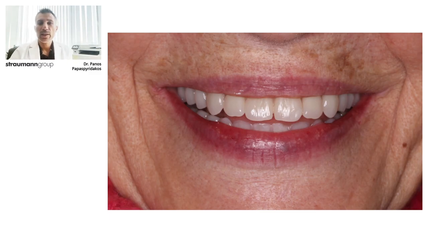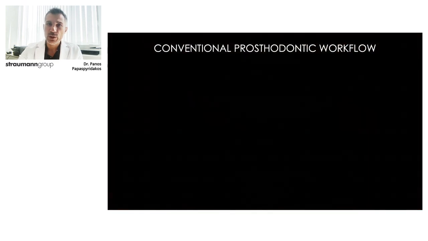You see here the full arch provisional prosthesis, maxillary and mandibular ones. And patient is happy with the aesthetics, phonetics, and function. So is the clinician. So once we are happy with the provisional restorations, then we can move to the definitive rehabilitation. So for the conventional prosthodontic workflow, we need as minimum as 4 visits. Let's see all the steps.